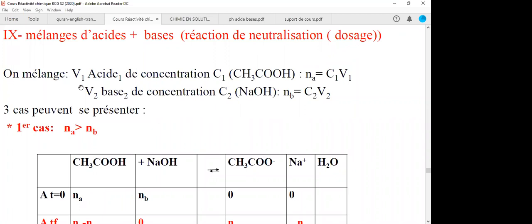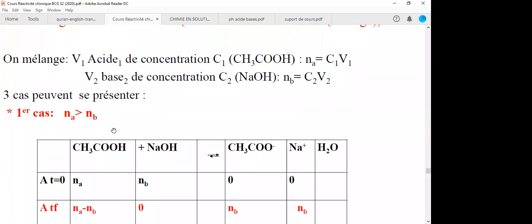So we mix V1 of acid 1 with concentration C1. If we mix this acid, the number of moles of this acid will be given by the concentration 1 times the volume 1. Then volume Vb of base, the concentration here of sodium hydroxide. So the number of moles of this is given by the concentration times the volume. So three cases can arise. We've got three cases that we can consider here.